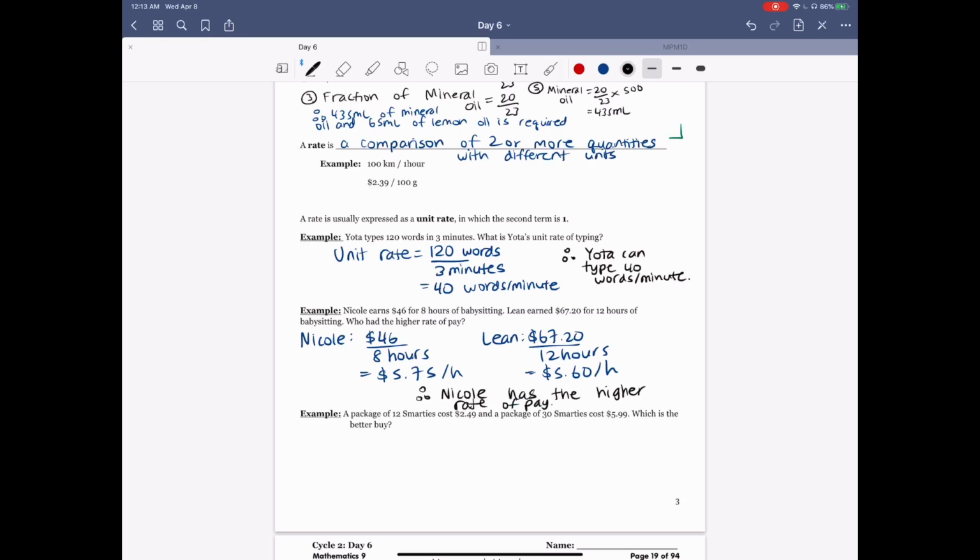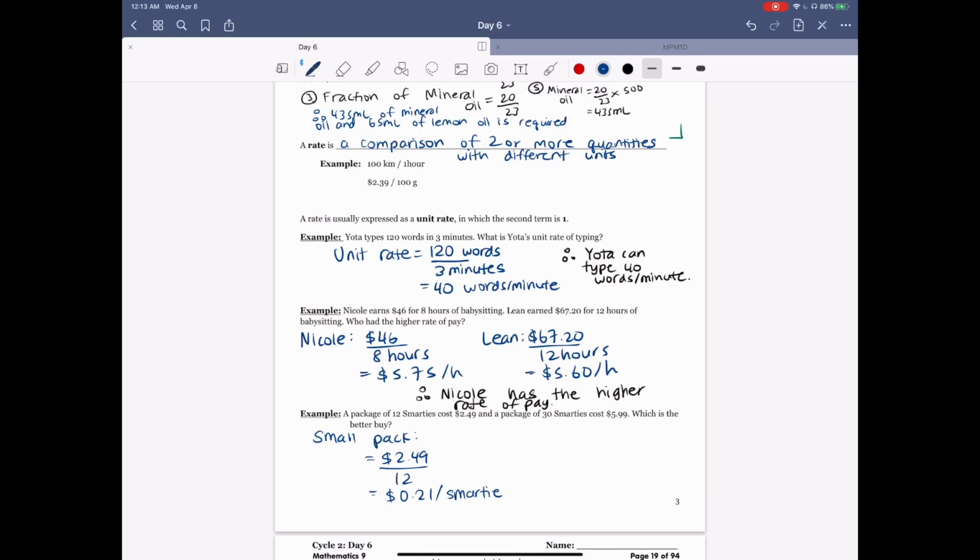Okay, third example. A package of 12 Smarties costs $2.49 and a package of 30 Smarties costs $5.99. Which is the better buy? So you're going to do the same thing. The small pack has a unit price of $2.49. What are you going to divide that by? 12. So you can tell how much it is per Smartie. If you put that in the calculator, you get 0.21 per Smartie.